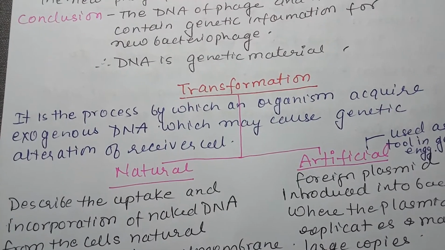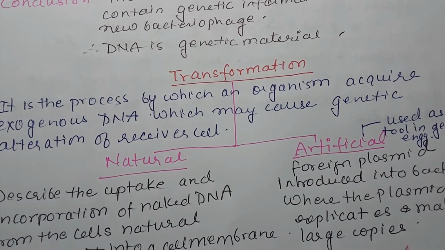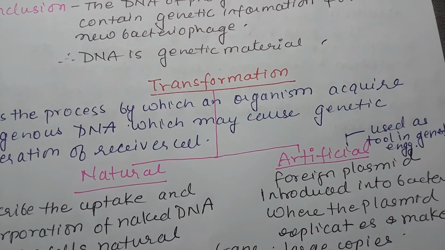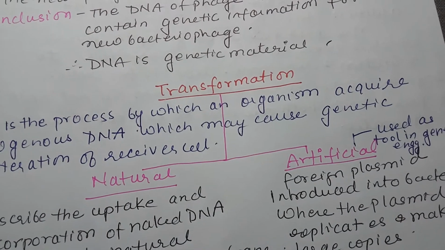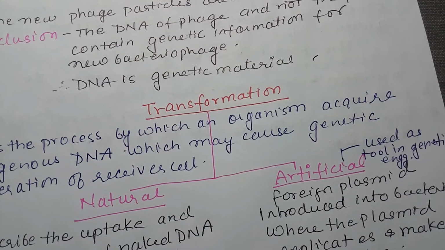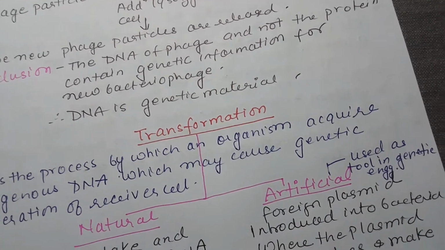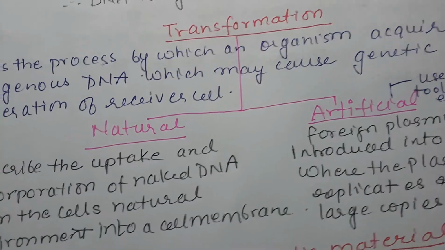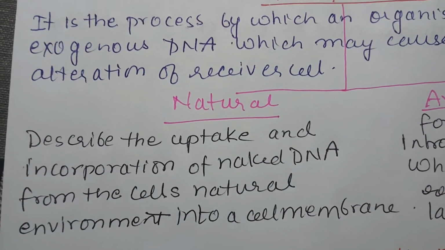Now what is transformation? It is the process by which an organism acquires exogenous DNA. Exogenous means some foreign DNA, which is not part of the cell, which may cause genetic alteration of the receiver cells. So the cell which is receiving the foreign DNA, once the DNA enters, it may cause certain changes in the receiver's DNA. This process is called transformation. Now it could be natural or artificial, both.